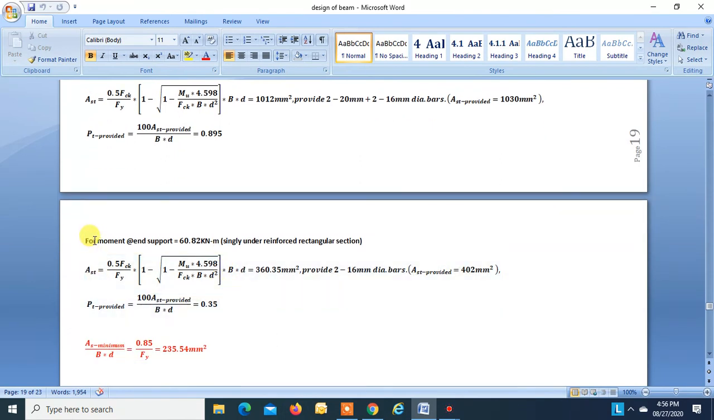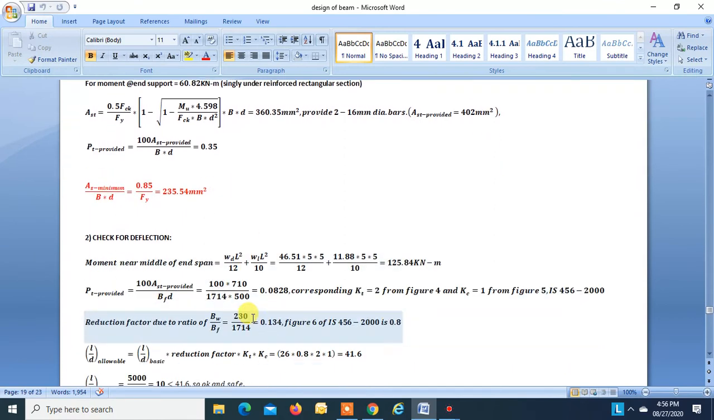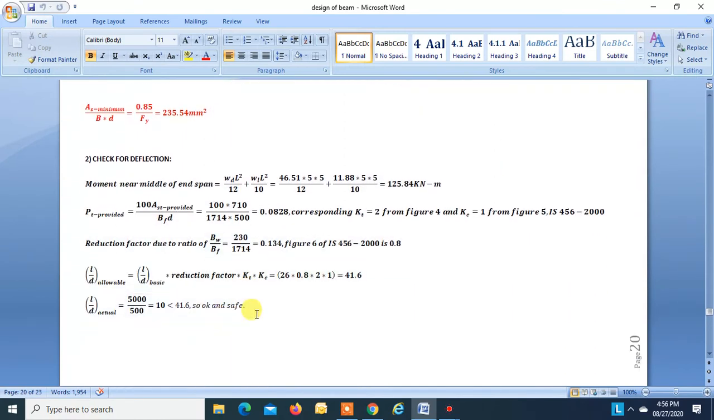Now, providing AST for the end moment. End moment is this much. Again, we will design it as a singly under-reinforced section. AST is 360, provide 2-16 diameter bars. So AST is 402, greater than this. So PT provided is 0.35 and AST minimum required is 235. AST provided is greater than AST minimum. So okay. Again, check for deflection, right?